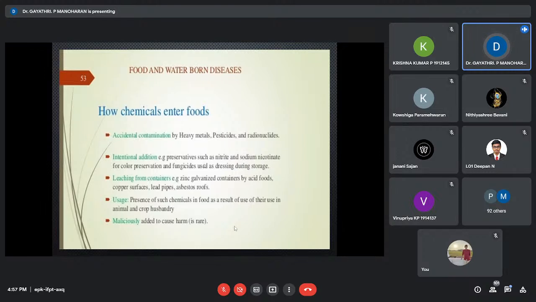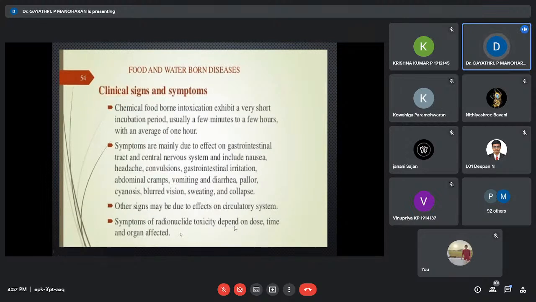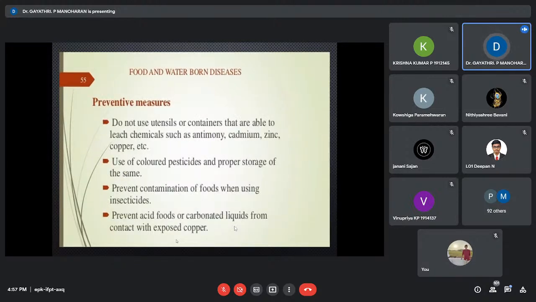Okay. How chemical toxicants enter: accidental contamination, intentional addition. In intentional addition, some preservatives. For example, a few years ago noodles, Maggi, contained that much preservative. Also leaching from containers, and maliciously added to cause harm. Okay. Clinical signs and symptoms: we already know chemical foodborne intoxication has a very short incubation period. It reacts very easily and moreover the mortality rate is very high. No large dosage is needed for this.